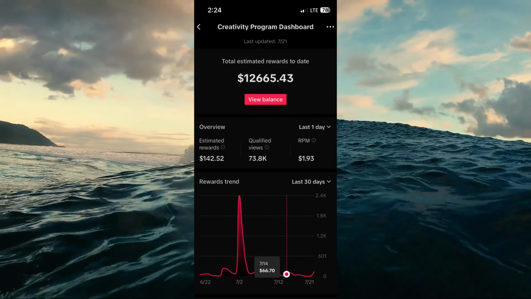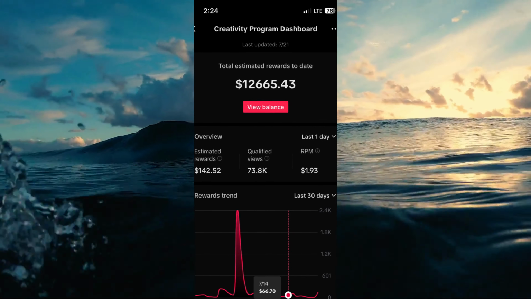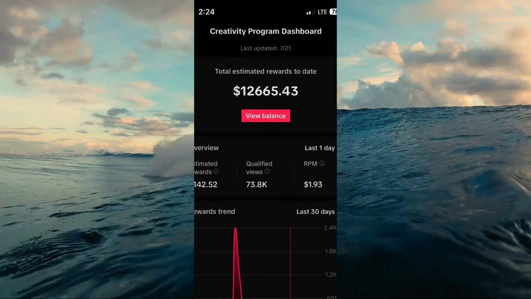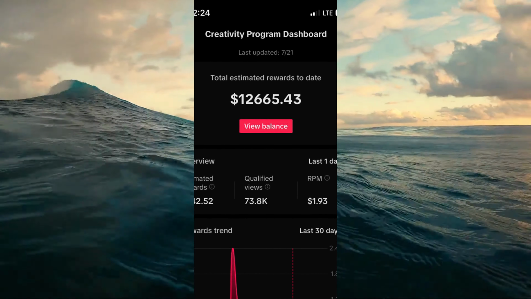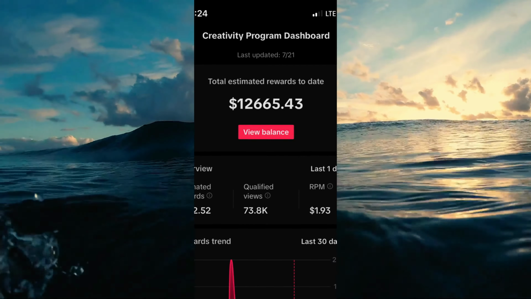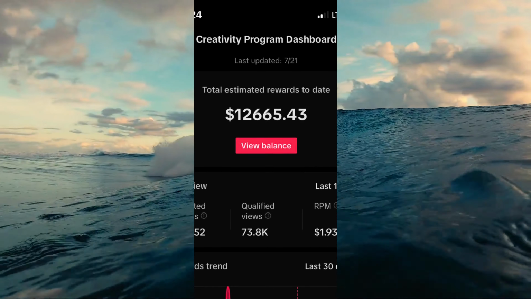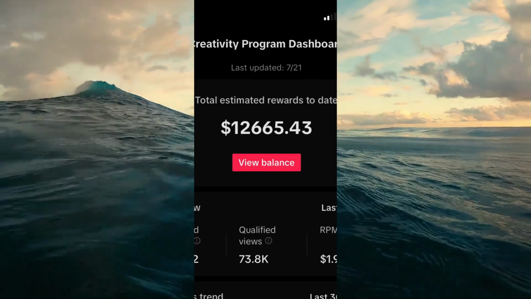I would imagine and assume that they're in a niche which is advertiser friendly, where advertisers are willing to pay TikTok more than average to get in front of that audience. We can see they've got an estimated amount of 142 for that particular day, and they've also got 73.8k qualified views for that day. At the bottom you can also see how much their payments fluctuate, so they can be really high at times and they can be really low at times.